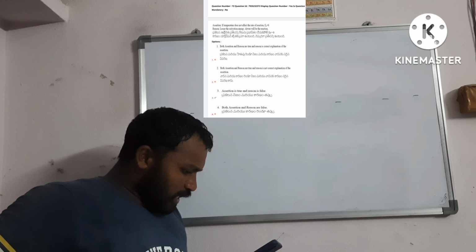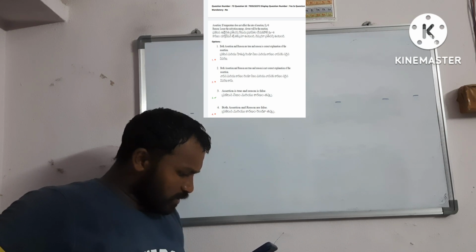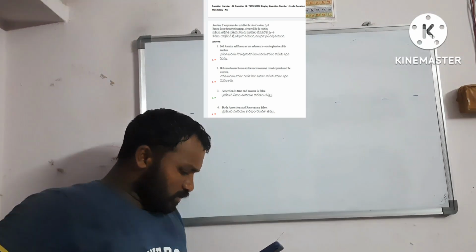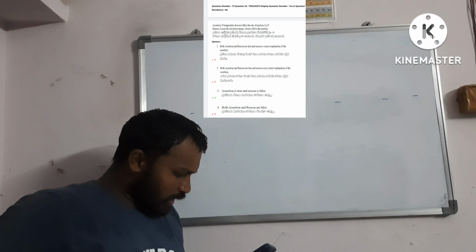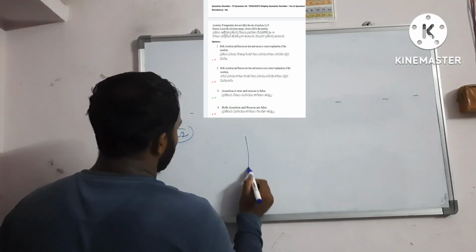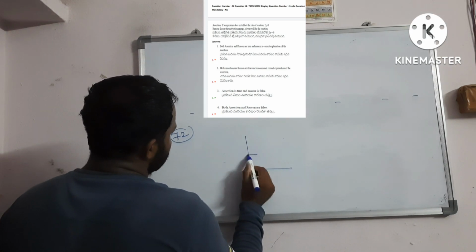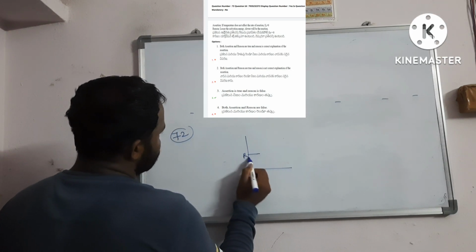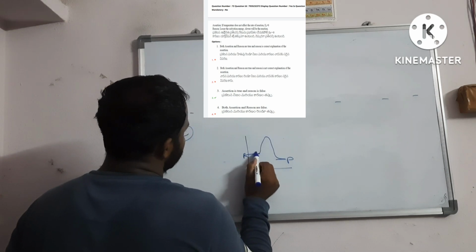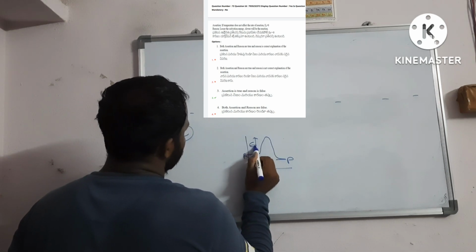Assertion: if the temperature does not affect the rate of reaction, EA is equal to 0. So this is a true statement, and the reason, lesser the activation energy, slower will be the reaction, is wrong, because this is the reactant and this is the product. The extra energy we are giving is called the activation energy.